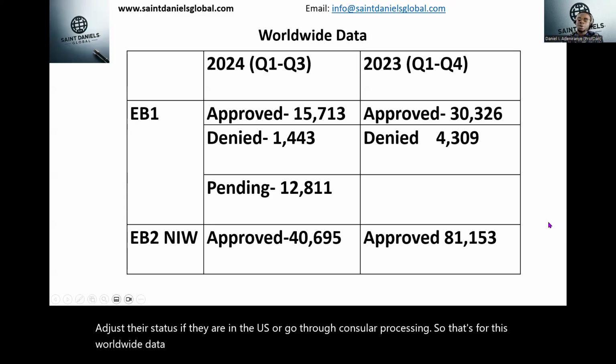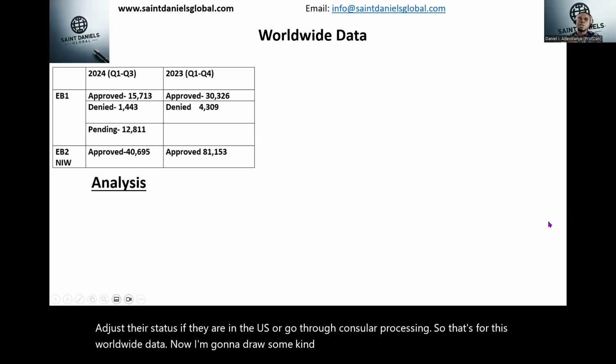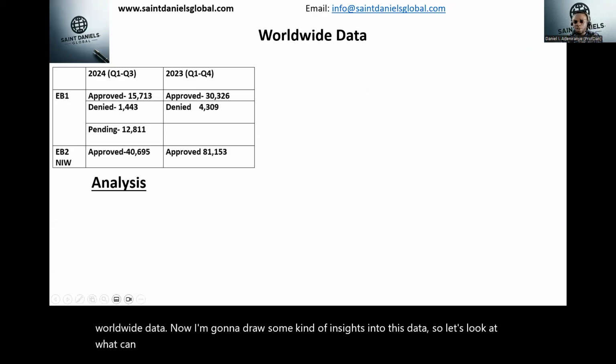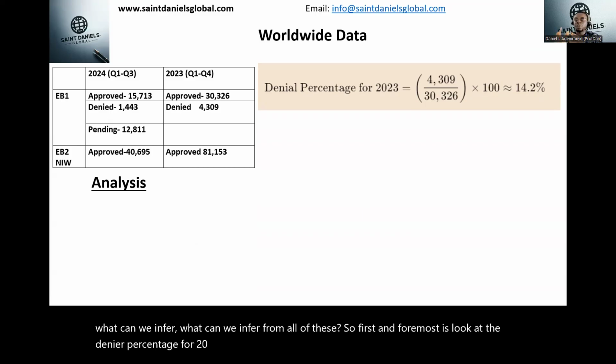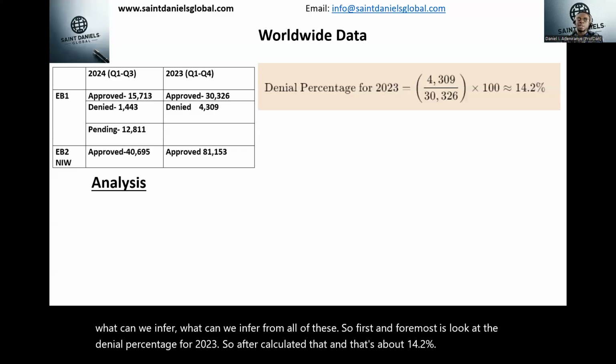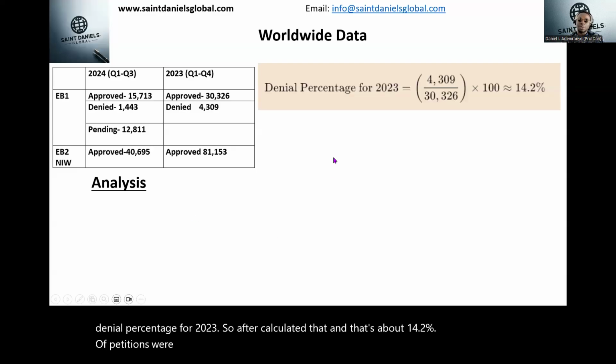Now I'm going to draw some insights from this data. So let's look at what we can infer from all of this. First and foremost, look at the denial percentage for 2023. I've calculated that, and that's about 14.2% of petitions were denied in the last fiscal year.